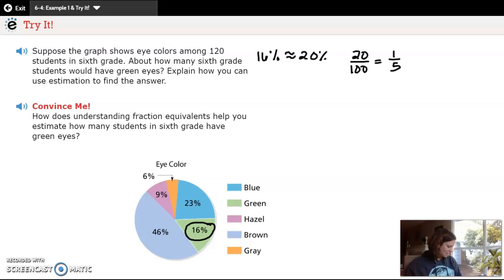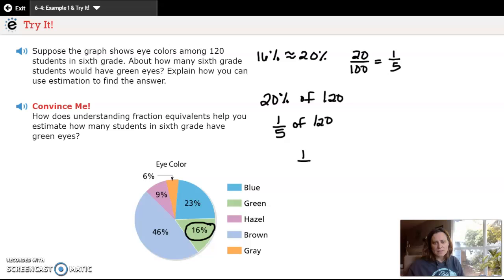So about 1/5. Sometimes when you're doing multiplication, rather than think about it as multiplication, it helps to think about it like the word of. So to figure this out, we need to do 20% of 120 students. 20% is 1/5. 1/5 of 120 students means if you took 120 and divided it into 5 parts, one of those parts would be 20% of the students.